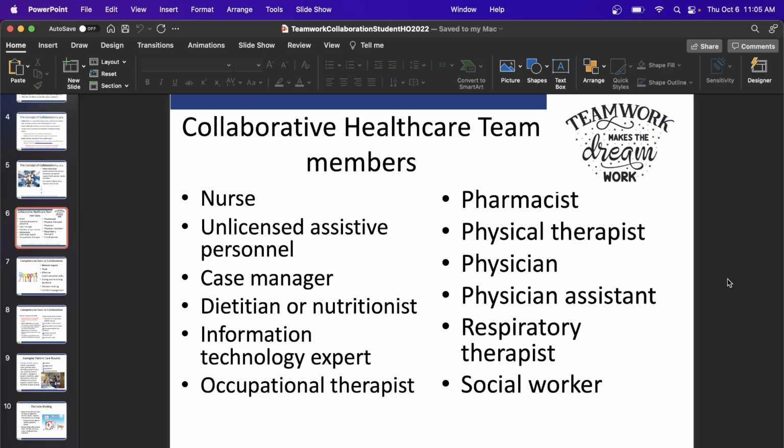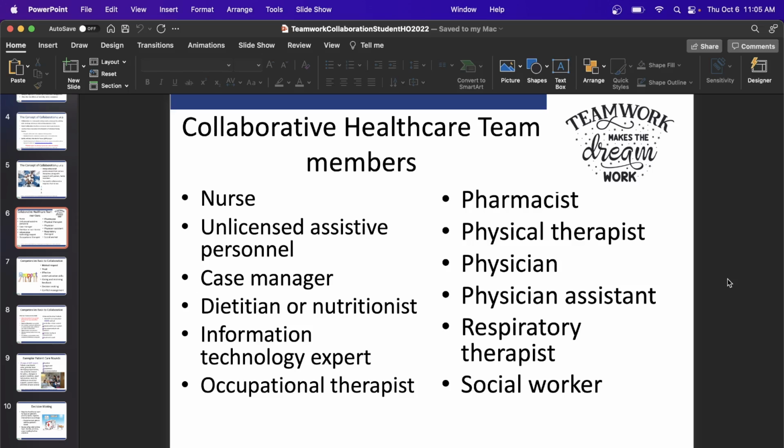The physician, of course, has extensive education and residency. And the physician assistant, I can't believe I didn't put APRN on the slide. I meant to put /APRN. They're mid-level providers. They're prepared at either the master's or doctoral level. They have prescriptive authority.